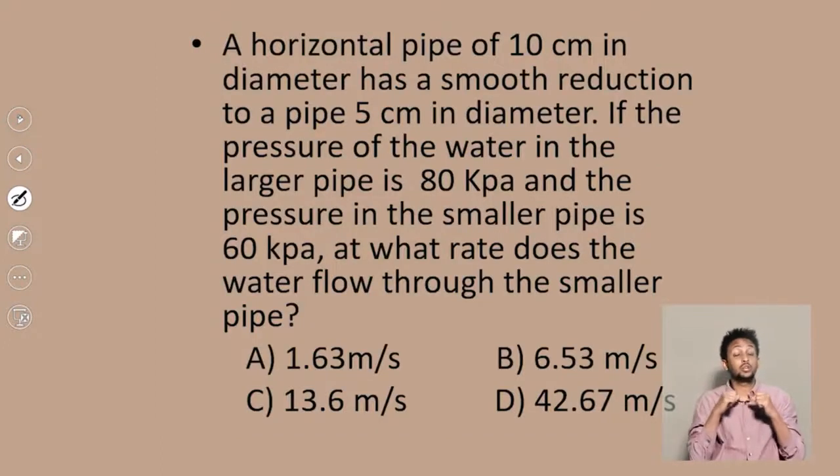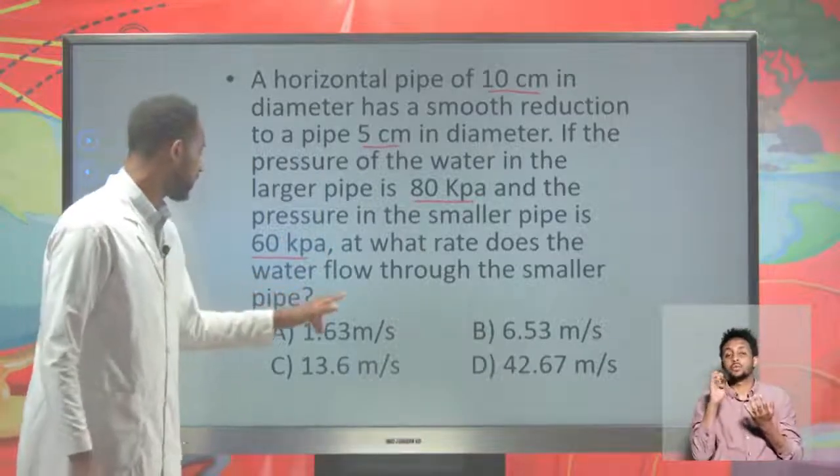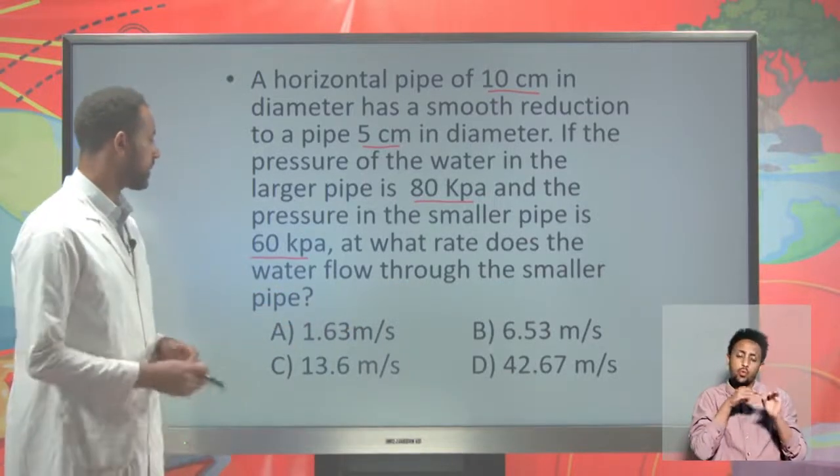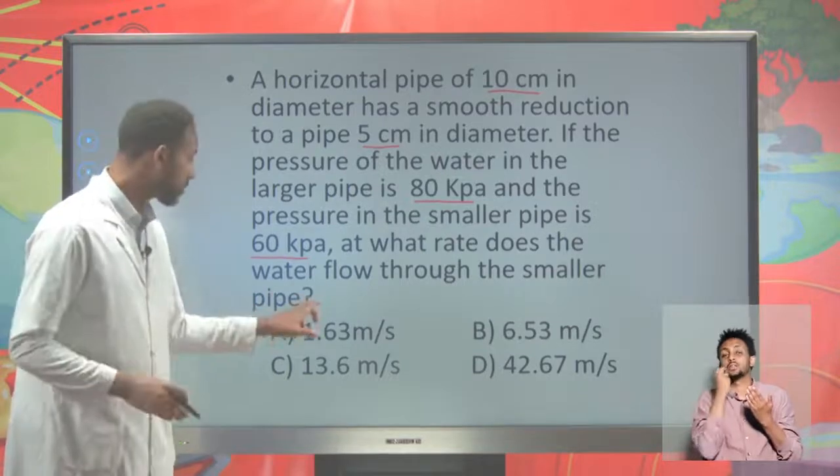And now let's solve one good example concerning Bernoulli's principle. It says there is a horizontal pipe 10 centimeter in diameter that has a smooth reduction to another pipe which is 5 centimeter in diameter. If the pressure of the water in the larger pipe is 80 kilopascal, and the pressure in the smaller pipe is found to be 16 kilopascal, at what rate does the water flow through the smaller pipe?